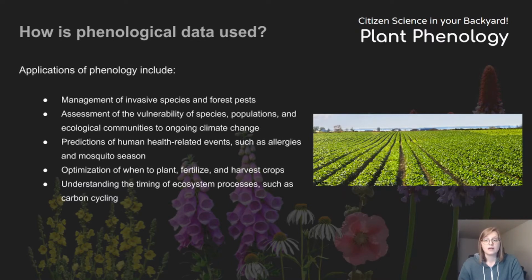Understanding the timing of different ecosystem processes, such as carbon cycling. So with the changes in life cycle events, that means the changing of the timing of photosynthesis, respiration, and transpiration in a terrestrial ecosystem. This is still very heavily being studied, and it's not quite understood what the effects are on those kind of processes. So collecting more data is only going to help us get to a better understanding.